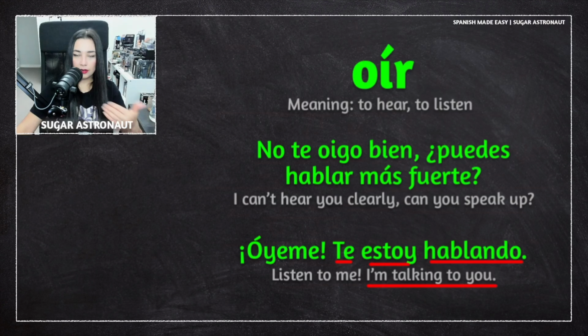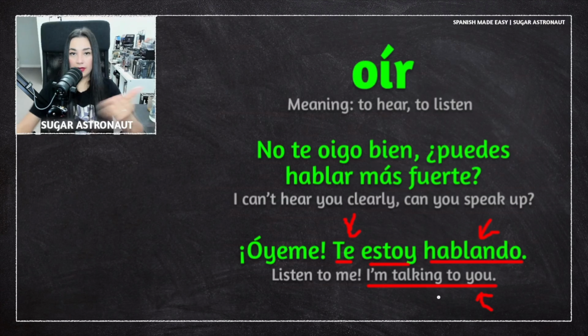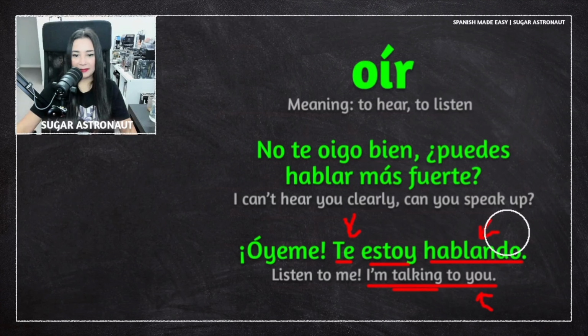Yo te estoy. That means I am doing something to someone. In this situation, you're talking to the person. So that's why we have hablando. And te is another reflexive pronoun that means you. And we don't have yo here. You can say it. Yo te estoy. You don't have to really, but you can say it. Yo te estoy. I am doing something to you, right? And again, hablando is the other verb we're using, and that means talking. Sorry about that.